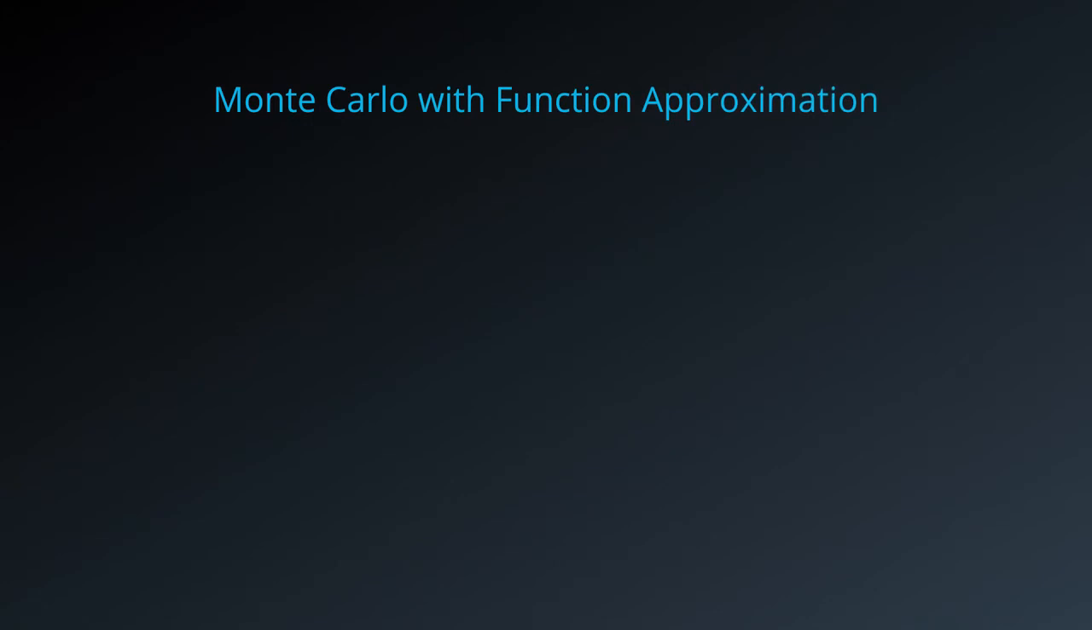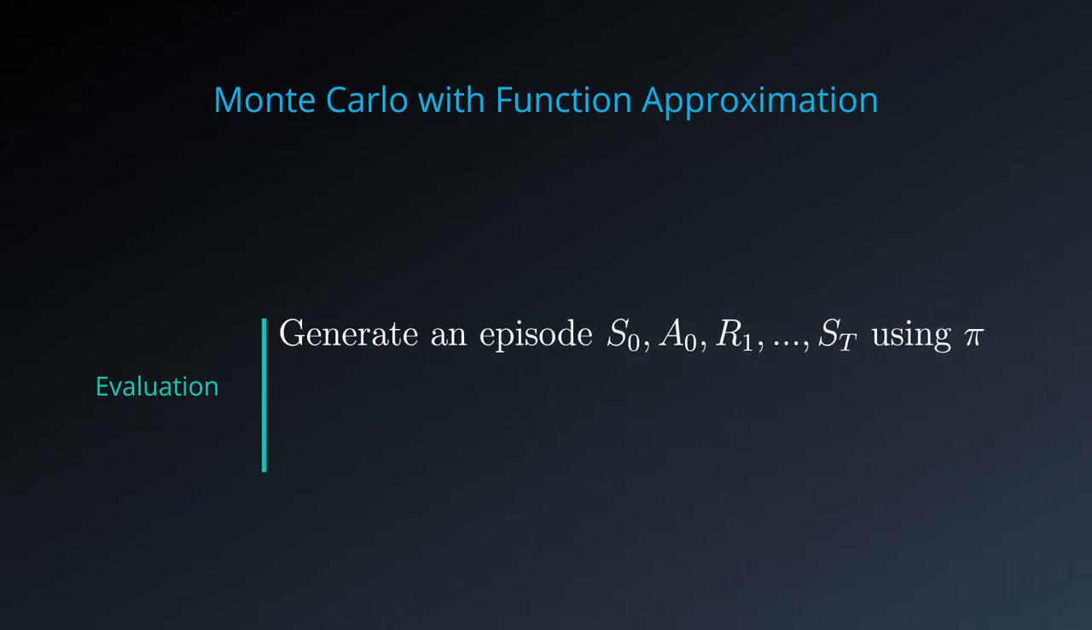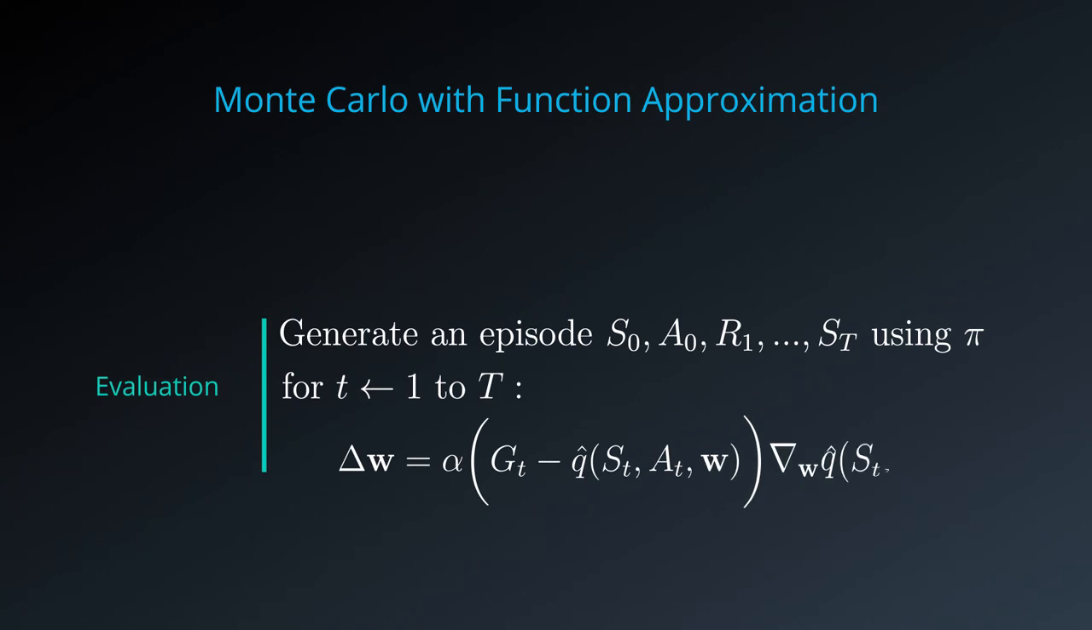Let's focus on the control problem and adapt our classic Monte Carlo algorithm to work with a function approximator. It generally includes an evaluation step where we try to estimate the value of each state action pair under the current policy. We do this by interacting with the environment to generate an episode using the policy pi, and then for each time step t in the episode, we update the parameter vector w using the state action pair S_t, A_t and the return G_t computed from the remainder of the episode.